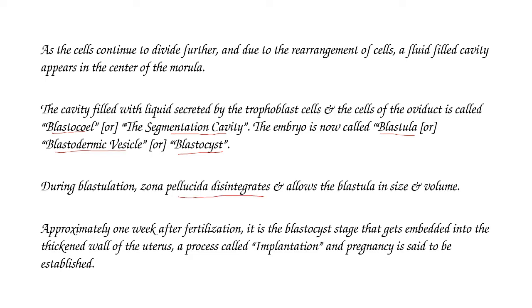During blastulation, the zona pellucida degenerates and allows the blastula to increase in size and volume. Approximately 1 week after fertilization, it is the blastocyst stage that gets embedded into the thickened wall of the uterus, a process called implantation, and the pregnancy is said to be established. Let's observe the diagram based on these points.